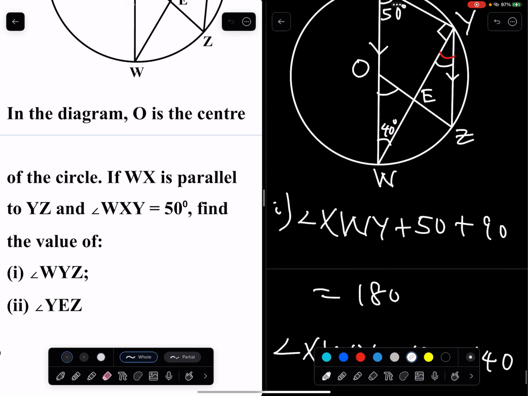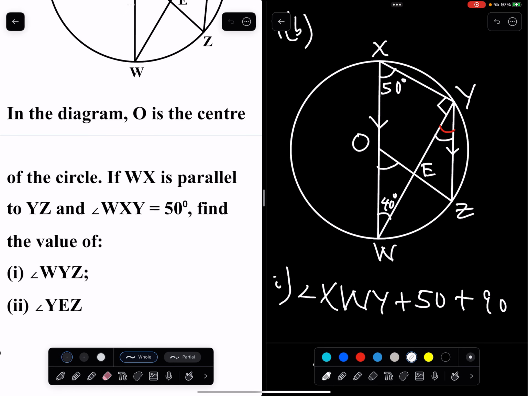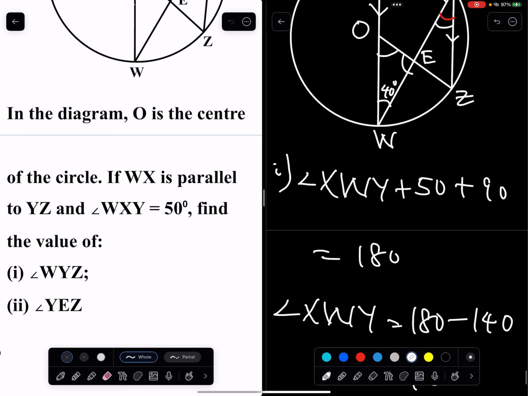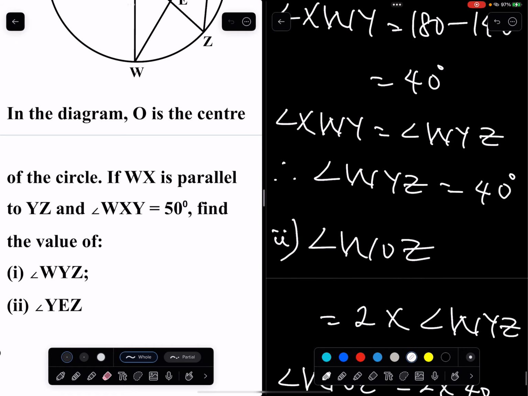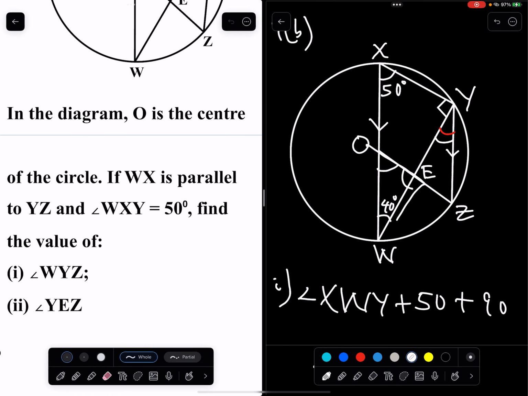Now that we know angle WYZ, how does that help us find angle YEZ? Okay, I know angle WYZ, so that therefore means this is angle YEZ, and it's going to be the same as this angle because they are vertically opposite angles. So let me find angle OEW first. I'm looking at this small triangle OEW. In triangle OEW, I already know angle WOZ to be 80 degrees. Angle WOE in triangle OEW is 80 degrees.